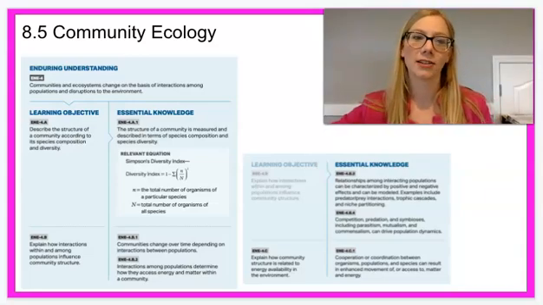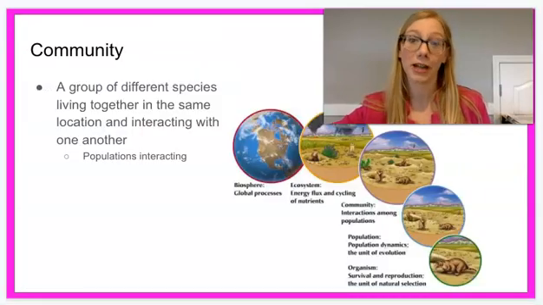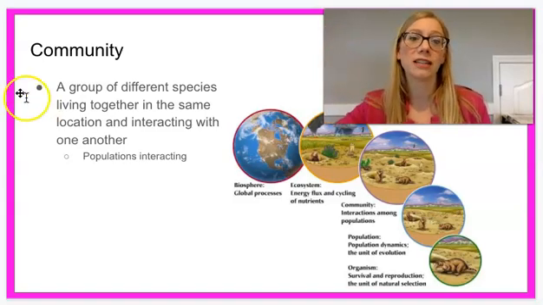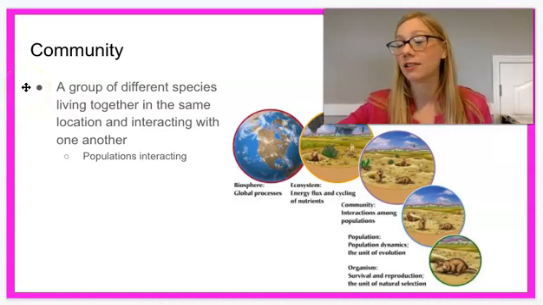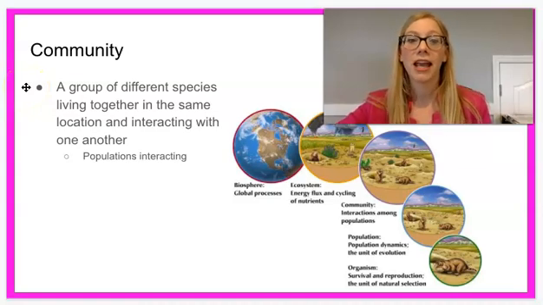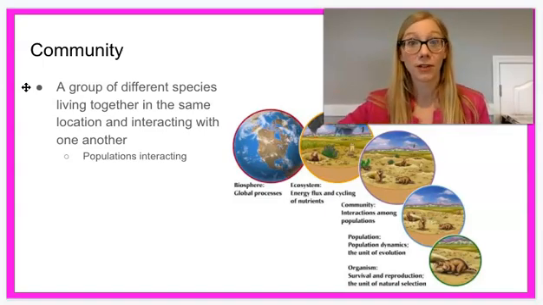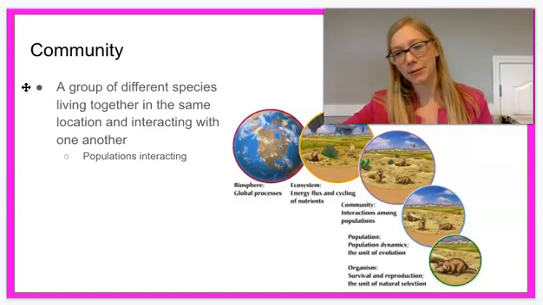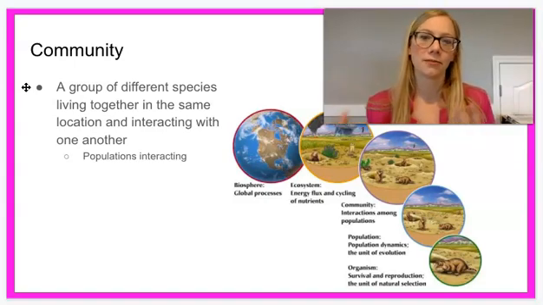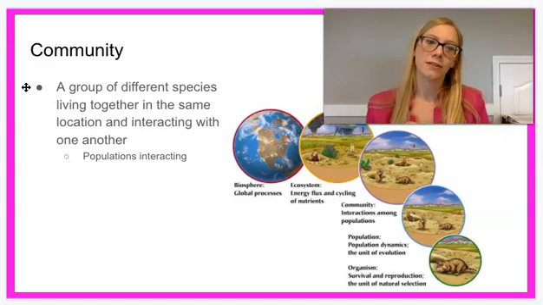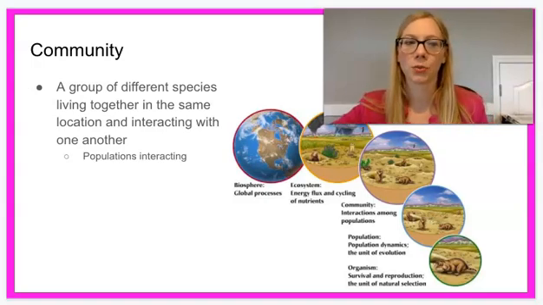Let's go ahead and get started by talking about what a community is. We talked about populations being groups of individuals of the same species. So a community is a group of different species living together in the same location and interacting with one another. Another way to think about that is populations of different species interacting together in the same space, typically at the same time, but we know that there are different times of the day when we can see different organisms be active and fulfill their roles in a given situation.